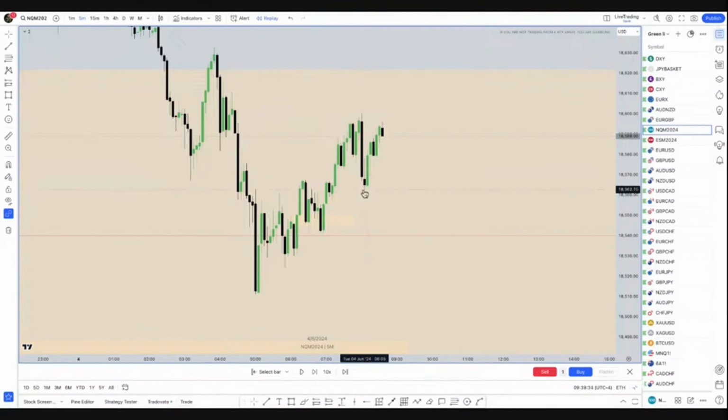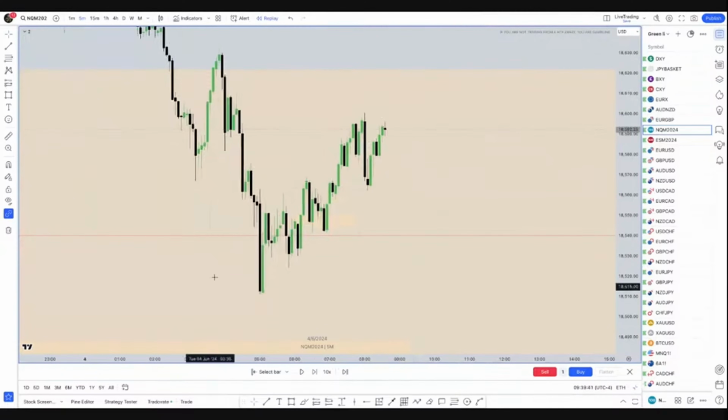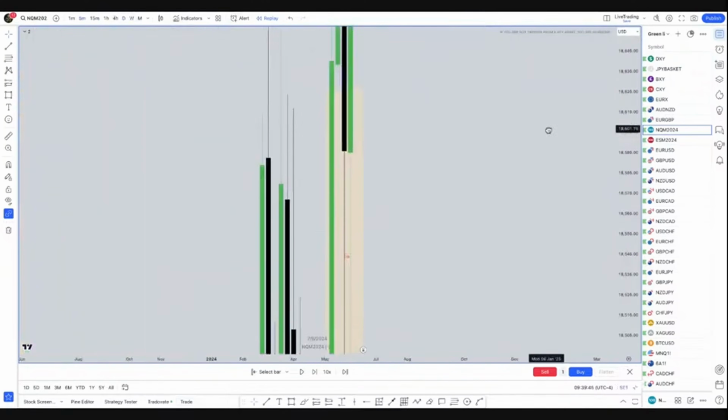7:30. 8 o'clock. All this time you knew your bias was higher. Why? Like on the lower time frame, this just looks like shit, right? But you are in a weekly internal to external.